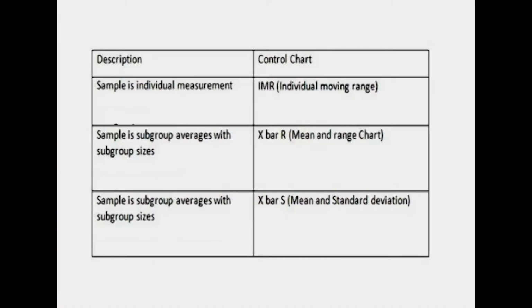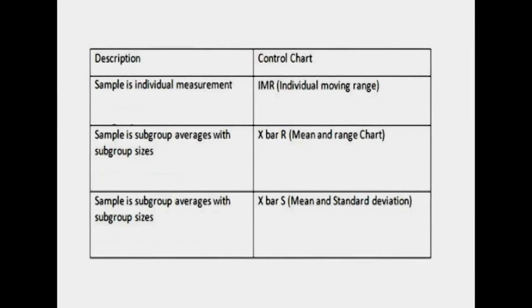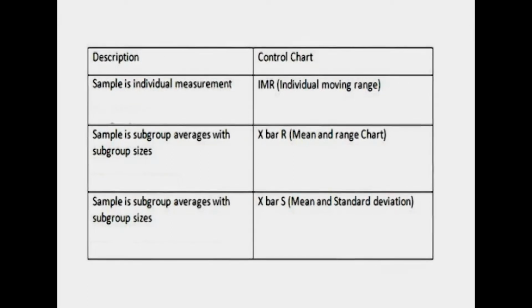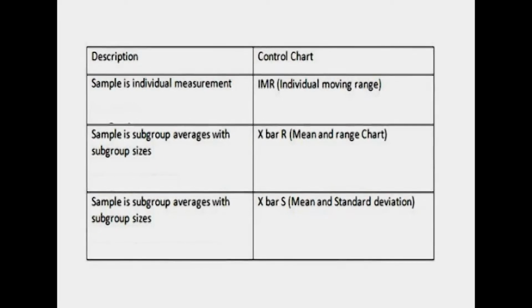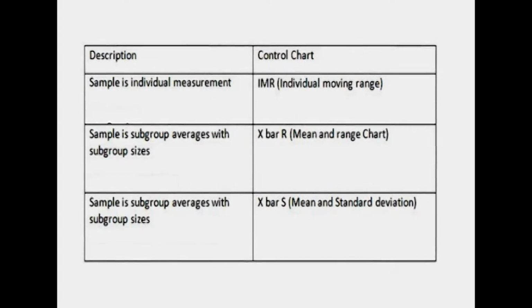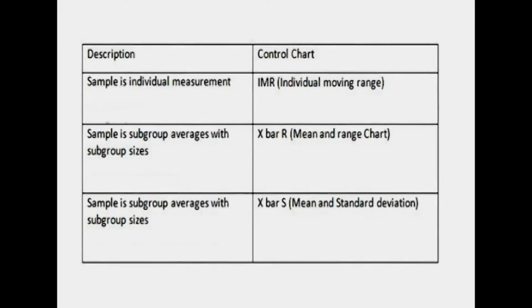In continuous data, the control chart is selected depending on the subgroup size. Here you can see the description and control chart. Sample is an individual measurement and the control chart is IMR, that is, individual moving range. Next, the sample is subgroup averages with subgroup sizes, and the control chart is X bar R, that is, mean and range chart. Next, the sample is subgroup averages with subgroup sizes, and here the control chart is X bar S, mean and standard deviation.